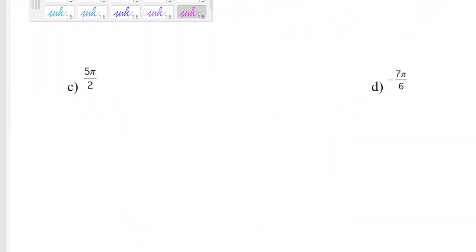So here are a few more. Again, I want you to figure out what those reference angles are. For this first one, it's a little bit different. We have 5 pi over 2. So this means that it can either be a 90-degree reference or a 270-degree reference.